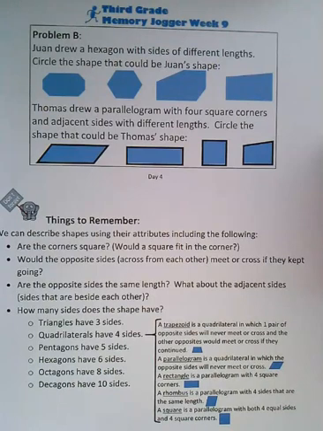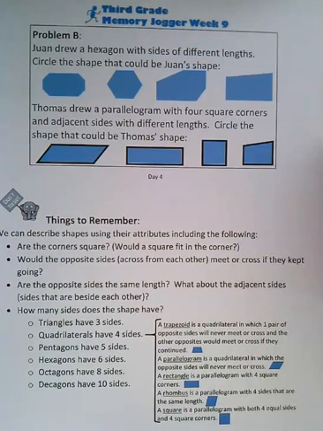Let's take a look at week 9, day 4, problem B. Juan drew a hexagon with sides of different lengths. Circle the shape that could be Juan's shape. Thomas drew a parallelogram with 4 square corners and adjacent sides with different lengths. Circle the shape that could be Thomas's shape.